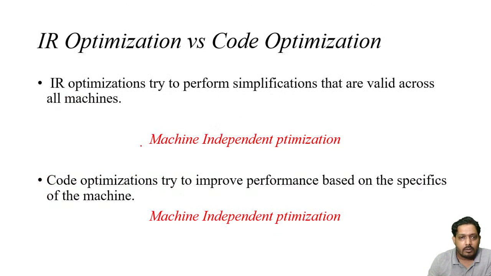So there are two aspects of IR optimization, intermediate code optimization: machine independent optimization and machine dependent optimization.